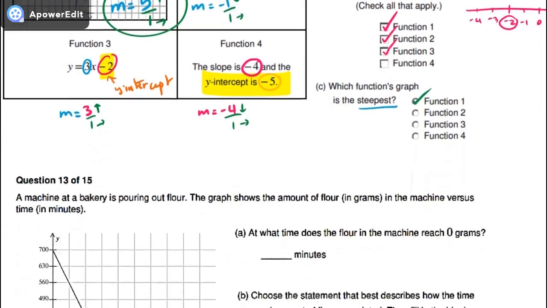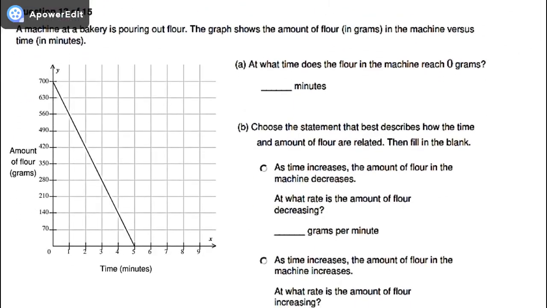All right, now we go down to problem 13. A machine at a bakery is pouring out flour. The graph shows the amounts of flour in grams in the machine versus time in minutes. So here's the graph. At what time does the flour in the machine reach 0 grams? It keeps pouring, so at what time is it going to be 0 grams?